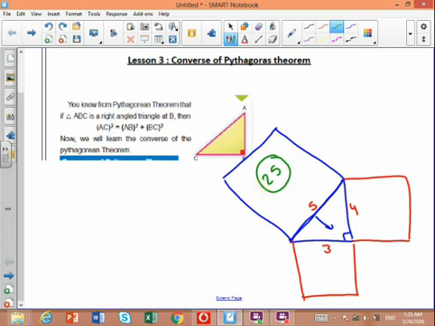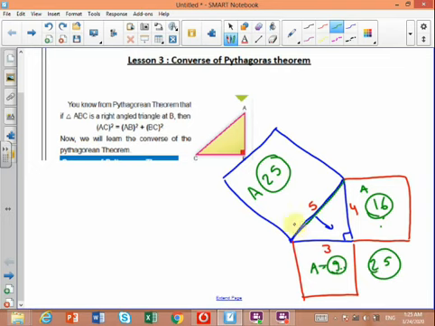This is the area. The area of this square, 4 square, equals 16. This is the area of this square. And the area here is 9. When you add the areas of the two squares, 16 plus 9 equals 25, which is equal to the square drawn on the hypotenuse.